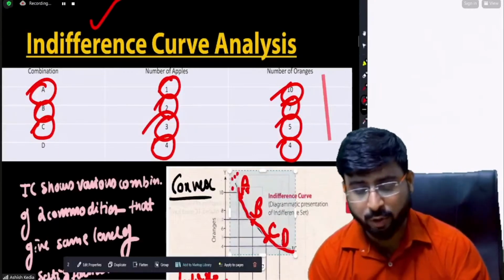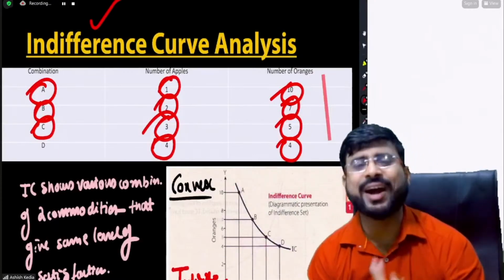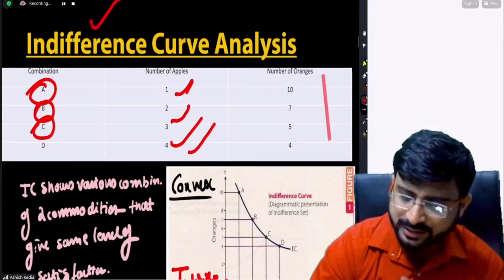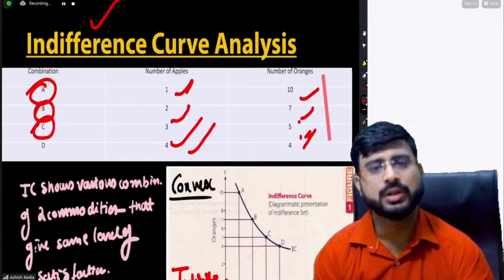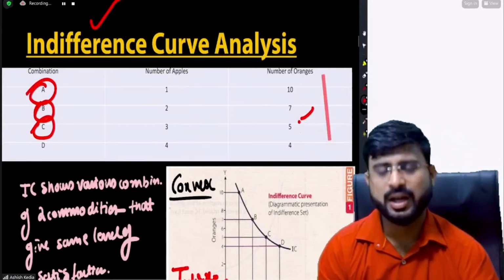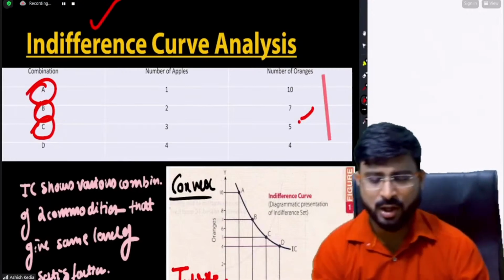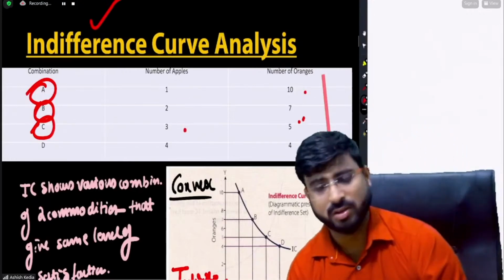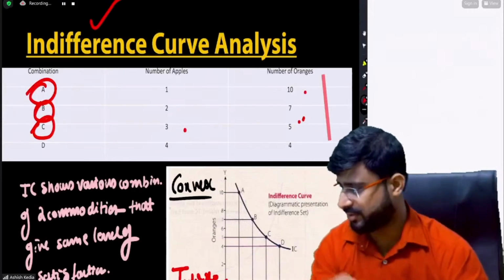So what is different about these combinations? The quantity of items they contain. So for example, in some combinations apples are more, in some combinations oranges are more. That is the only difference. And obviously there is sacrifice involved. If you have more apples, you will have to sacrifice some oranges. That is obviously going to take place.